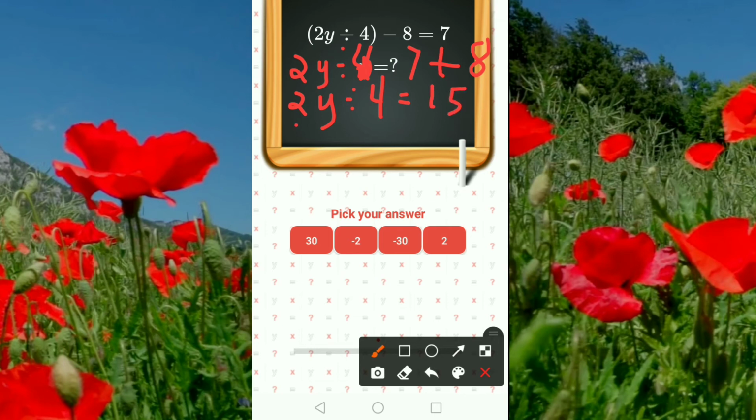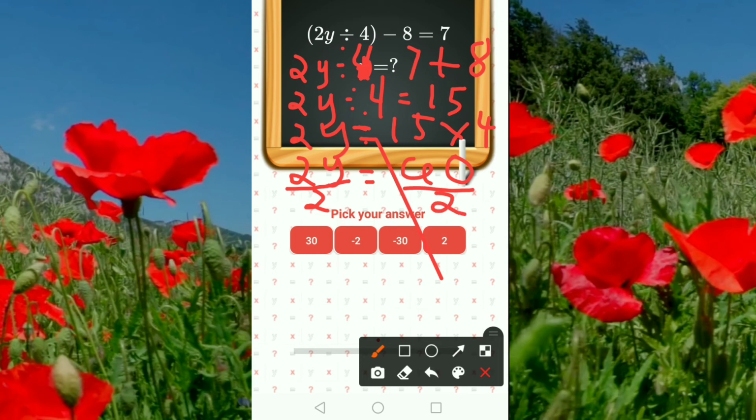So 2y divided by 4 equals 15. You erased it already. So equals 15 times 4. So 2y equals 15 times 4 equals 4 times 5, 20, 60, positive 60. And then we divide by 2 on both sides.